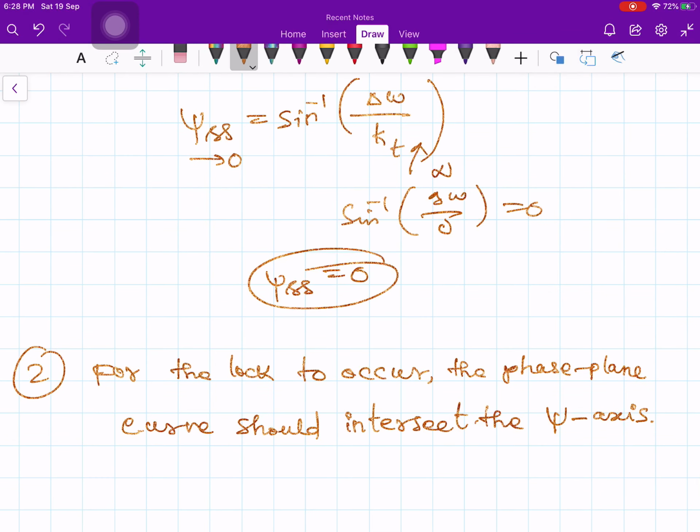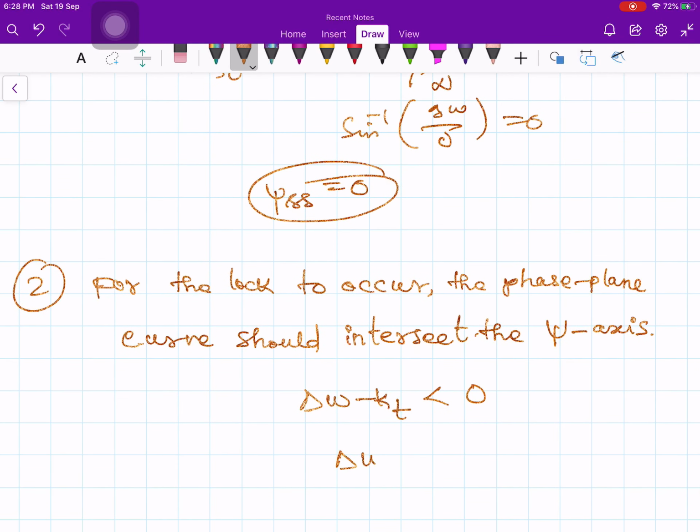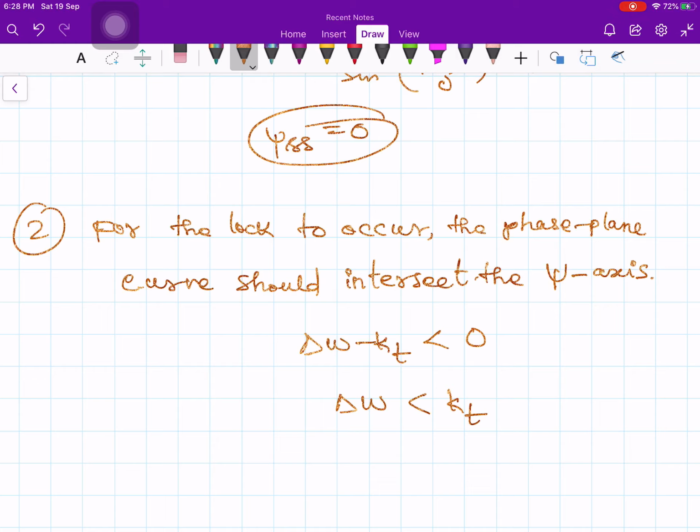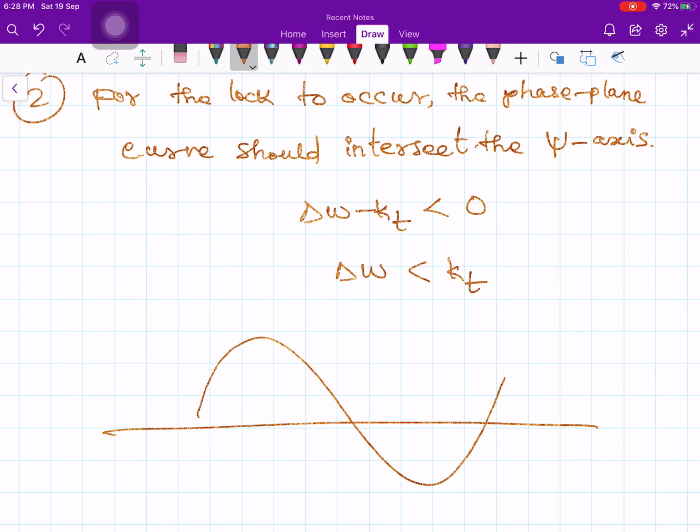And in order for that to happen, what do you need? You need to make sure that delta omega minus k suffix t is less than 0. Okay, that means your delta omega is less than k suffix t. So the lower peak of this curve should be negative, which implies that delta omega should be less than the loop gain. So the loop gain plays a very important role in the operation of the system. So you have a plot like this, and what is this point? This point is delta omega minus kt. And this point is delta omega plus k suffix t.